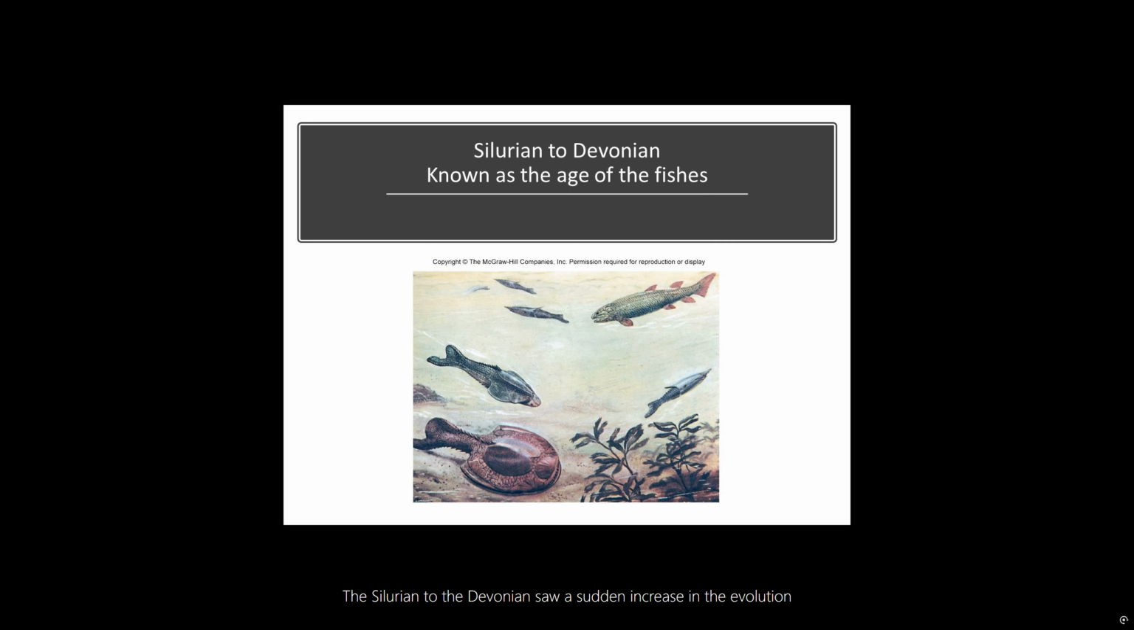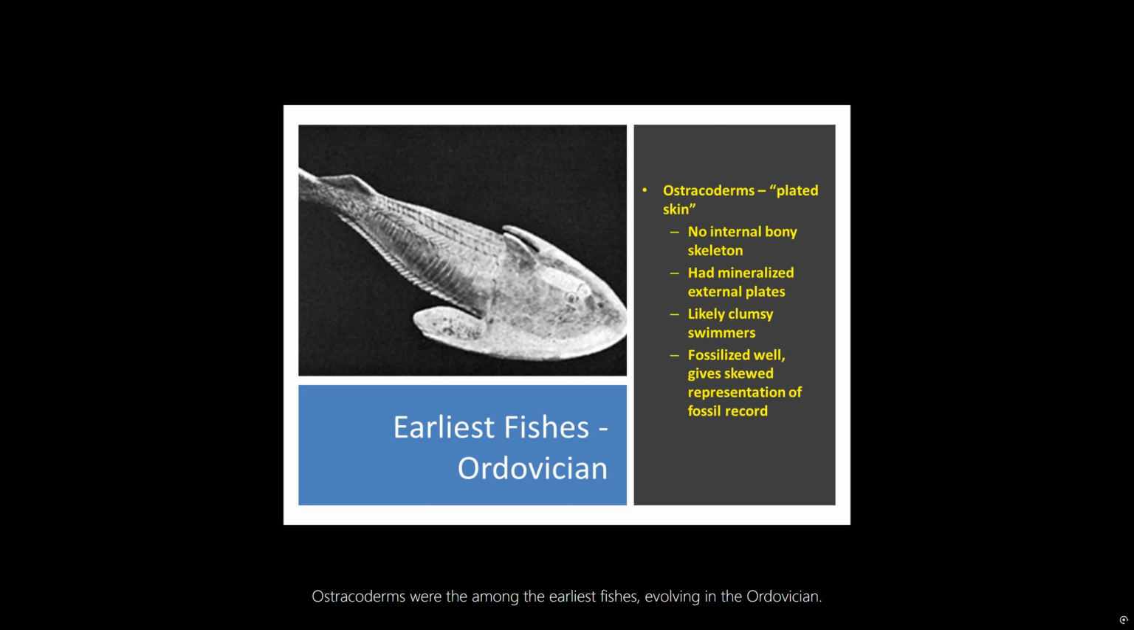The Silurian to the Devonian saw a sudden increase in the evolution and diversity of the fishes. Ostracoderms were among the earliest fishes, evolving in the Ordovician. They were covered with mineralized external plates, and because they had an external skeleton of sorts, they had no internal bony skeleton, including no jaws.